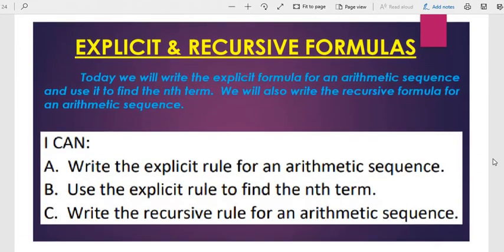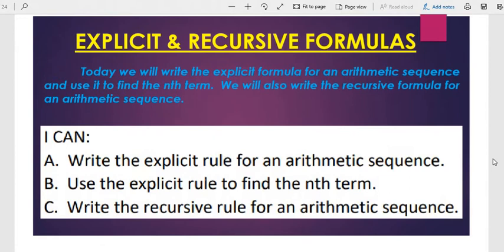So the first thing we're going to be doing is looking at explicit and recursive formulas, because today we will write the explicit formula for an arithmetic sequence and use it to find the nth term. We will also write the recursive formula for an arithmetic sequence. So you'll be able to say, I can write the explicit formula for an arithmetic sequence, use the explicit rule to find the nth term, and write the recursive formula for an arithmetic sequence.